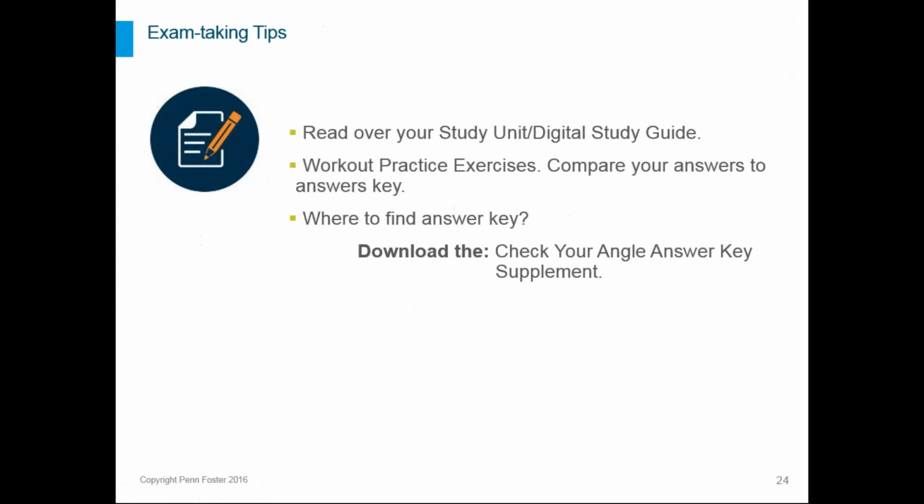For the exam, please prepare well. Use your guide, the study unit. Use the answer key provided to you, and this answer key will cover the practice exercises within each unit, so you can check your answer and see if you are on the right track. This is a good way to study.